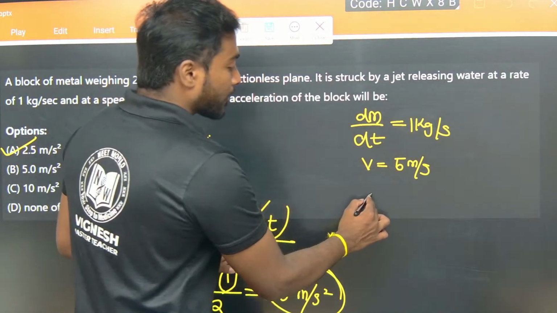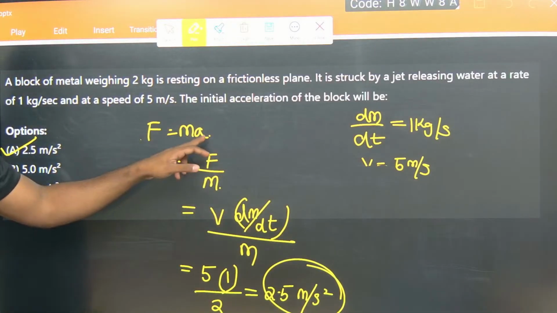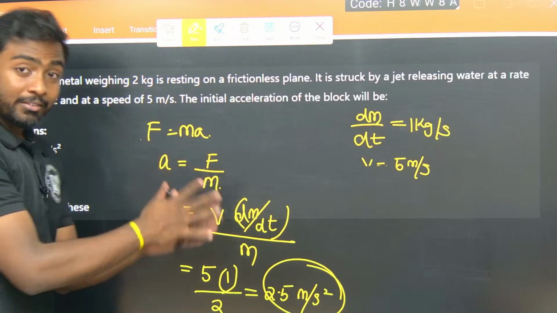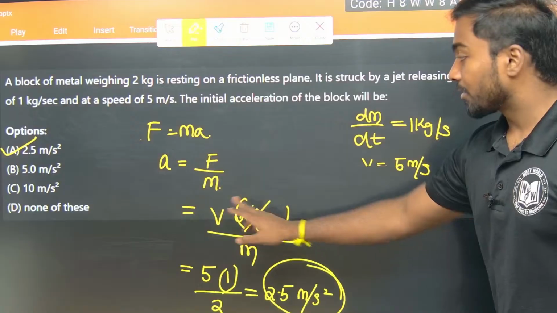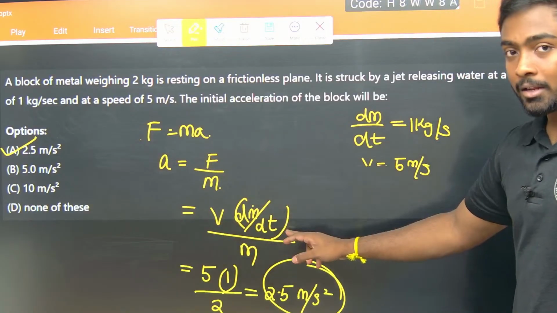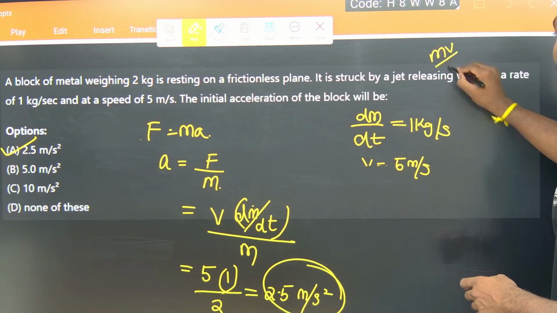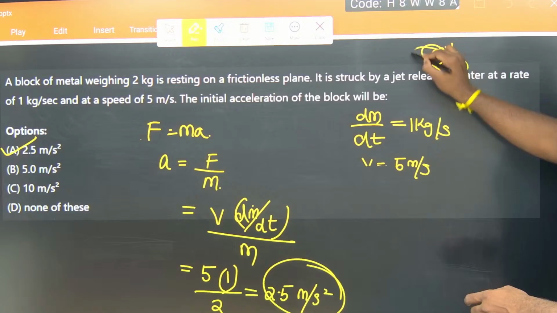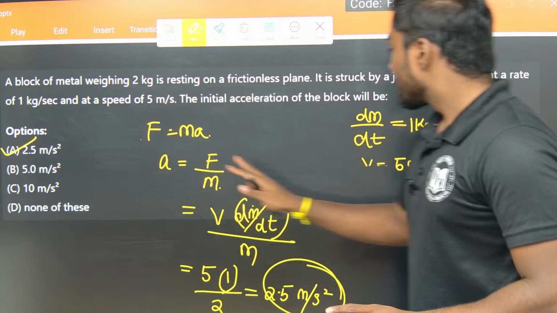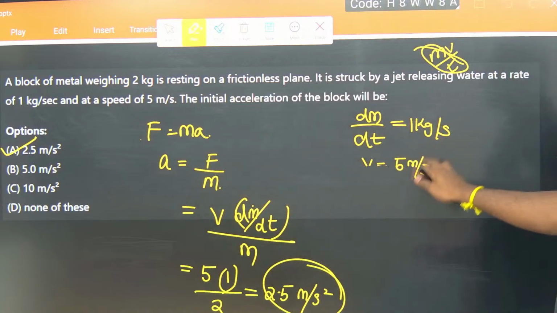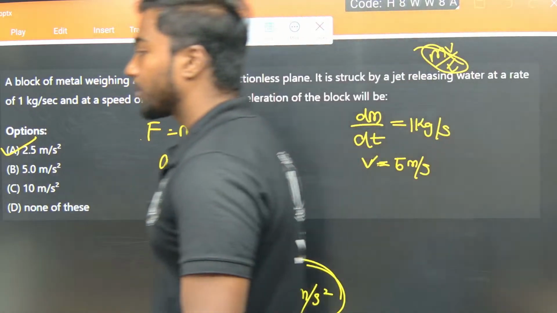So we know that F equals mass into acceleration. Acceleration will be equal to force by mass. Again, force can be written the same way, mass into acceleration. Mass I have taken as it is, but acceleration I have taken as v by t. So I have taken m v by t, but only m and t are changing. V is the speed, 5 meters per second, as it is. That's why I have taken dm by dt as 1 kg per second, and v, and it is divided by m. So I'll get the answer for this question.